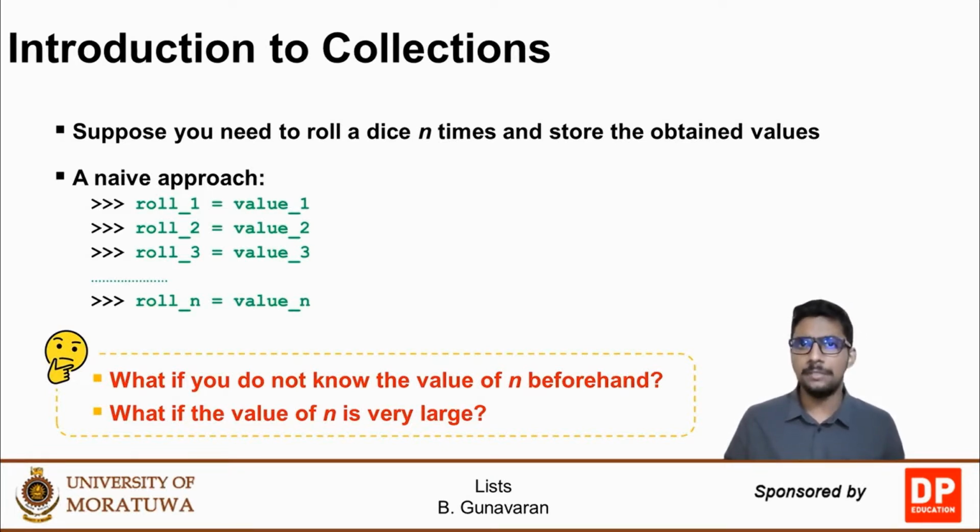Second, what if the value of n is very large, say n is equal to 10,000? Creating and managing 10,000 variables is a difficult task. So, what is the solution to these problems?